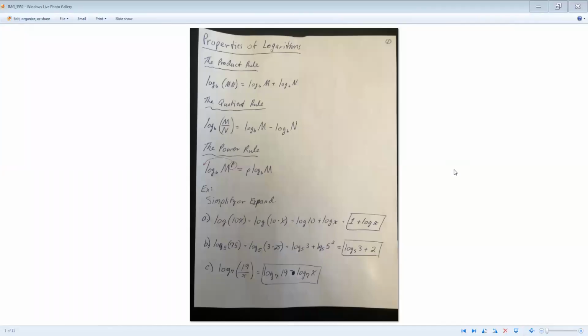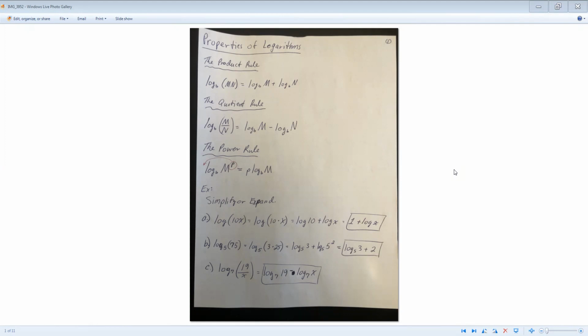Okay, in this video we will be discussing the properties of logarithms. We have three properties that we are going to discuss initially. We have the product rule, in which we're taking the log of m times n, and you can split that up or expand that into the log of m plus the log of n.